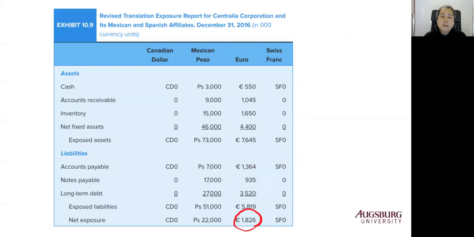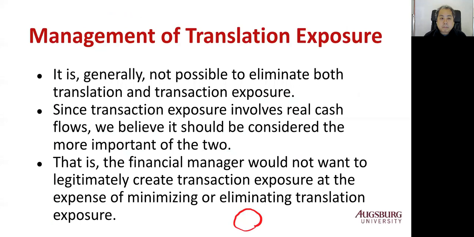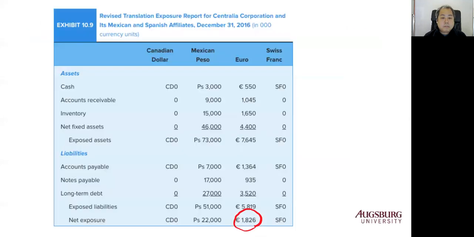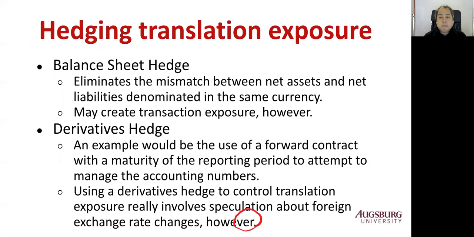and if the other affiliates or the parent firm have enough assets to cover this exposure, then they're fine. A perfect balance sheet hedge may be able to be created. So that's called a balance sheet hedge. They just match the net assets and liabilities in the same currencies. However, this may create transaction exposure.